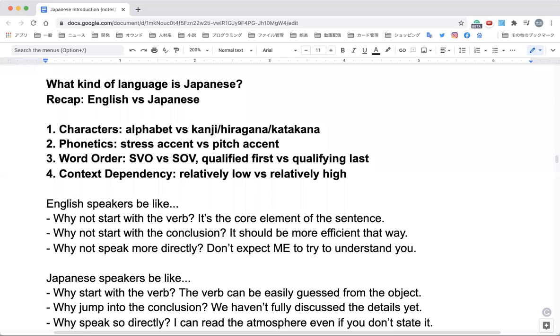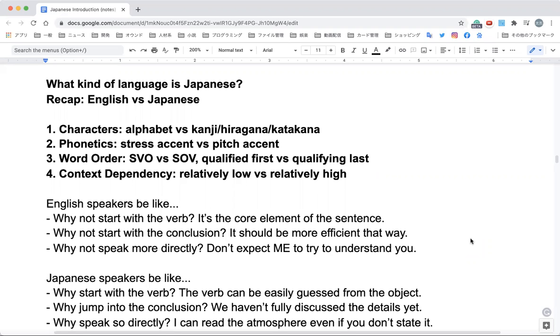Okay, so I'd like to recap this course of what kind of language is Japanese. Throughout the course, I've been introducing the main features of Japanese, especially in comparison with English. So I'd like to review all the differences that I've introduced. So first, characters, obviously. English uses alphabet and Japanese uses three sets of characters: kanji, hiragana, and katakana.